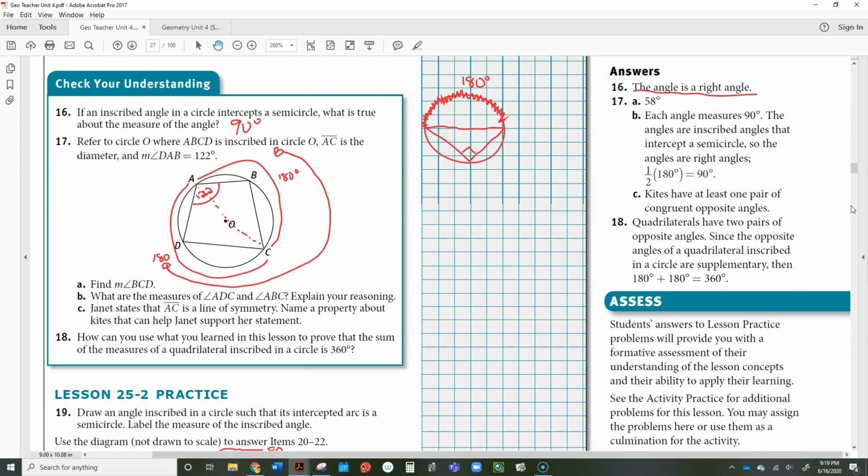Number 17 says, look at circle O where quadrilateral ABCD is inscribed. That means all the vertices are on the circle. That's what inscribed means. AC is the diameter, so I drew AC in. So that means that you got a semicircle right here and a semicircle right there. That's what I put the 180s on there for. And the measure of angle DAB is 122. So, just based on what I know, find the measure of angle BCD.